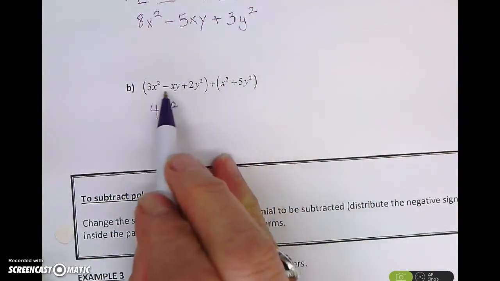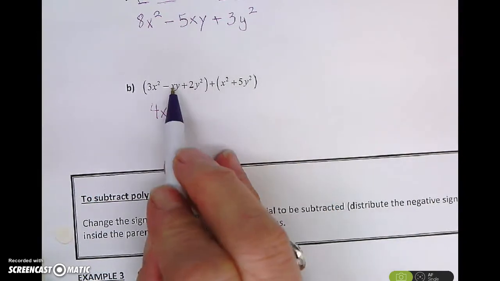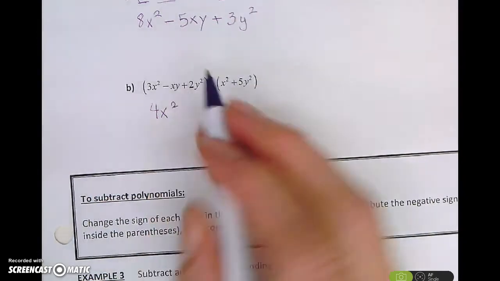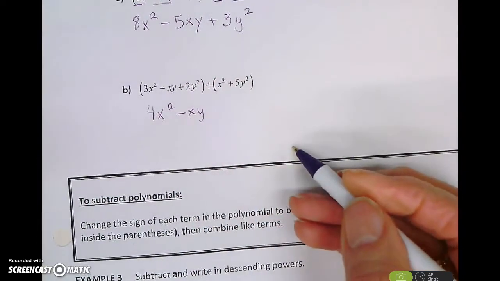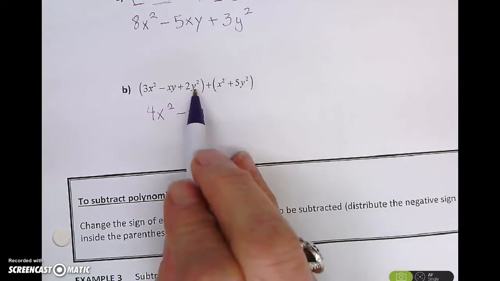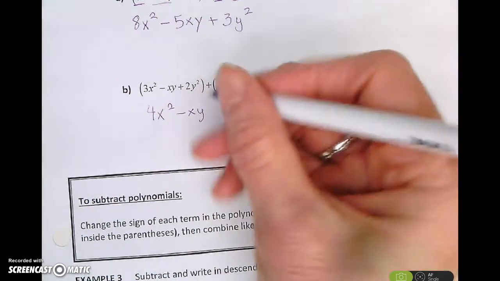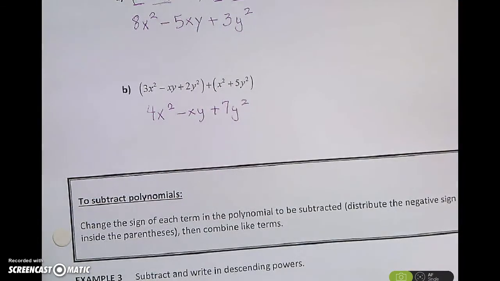Then I'm going to add the xy if there's another xy over here, which I don't have one. So keeping it in descending order, I'm going to write minus xy here. There's nothing to combine it with. Then 2y squared plus 5y squared. Those are likes. 2 plus 5 is going to be a positive 7y squared.